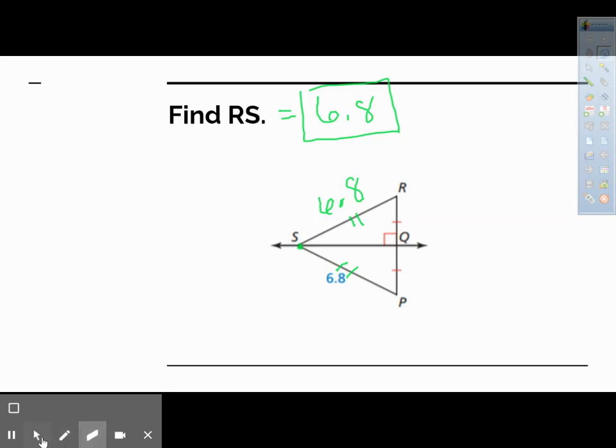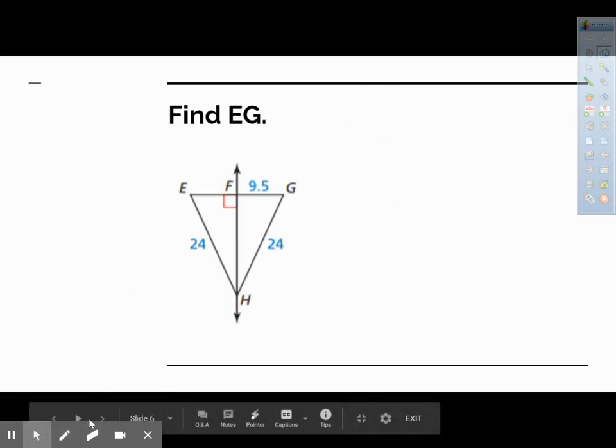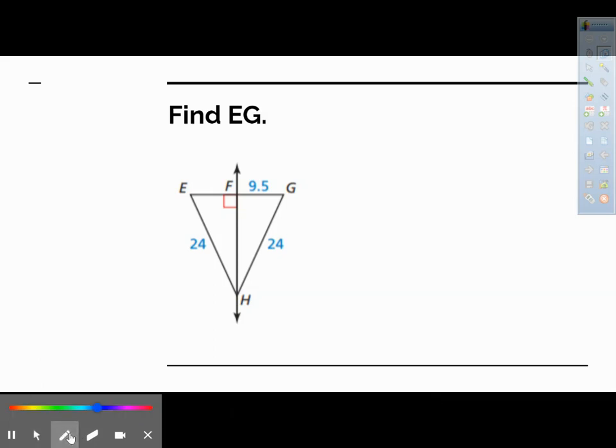All right, let's do one together. It says find EG, and first thing you need to do is write down the numbers that I whited out. Notice if you look at your picture that I whited out some numbers. EH is 24, GH is 24, and FG is 9.5. And it wants me to find the length of EG. So before you even try to figure it out, you need to figure out what EG is. Well, it's all the way from E to G.